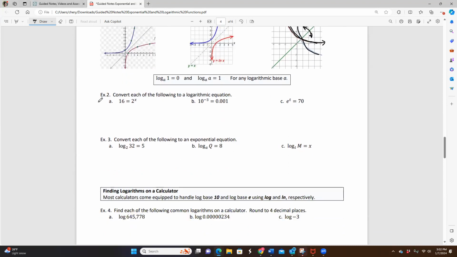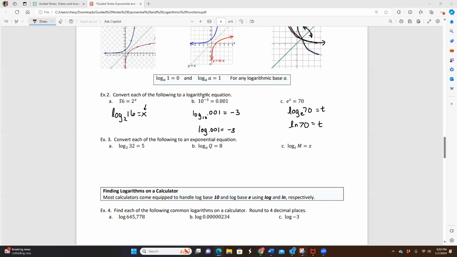All right. Let's convert each of these in example 2 to logarithmic equations. Here, if I've written 16 equals 2 to the x, we would write that as the log base 2 of 16 equals x. This base on my exponential function becomes the base of my logarithmic function and is written as a subscript. So we have log subscript 2 of 16 equals x, because remember, logarithms always equal the exponent. All right, try these next two, and then we'll look at them together.